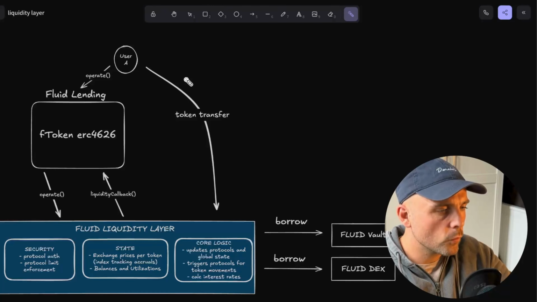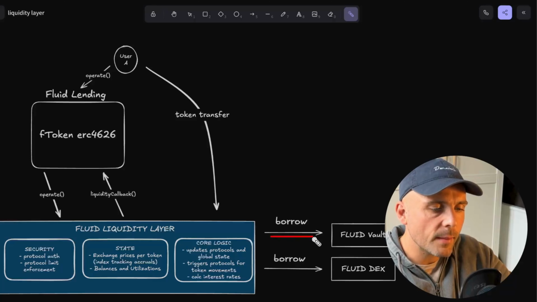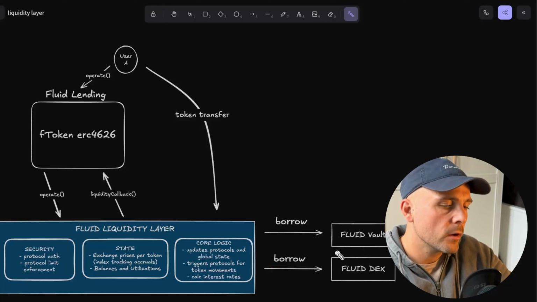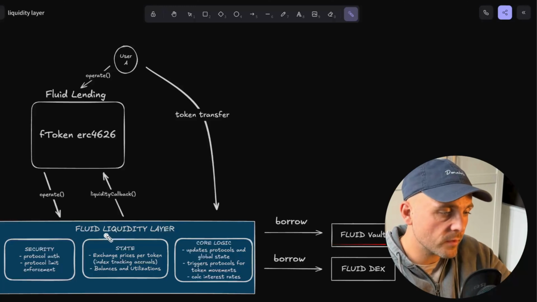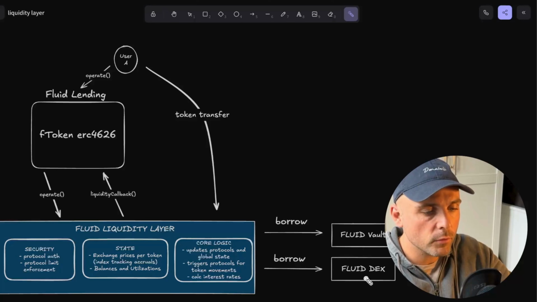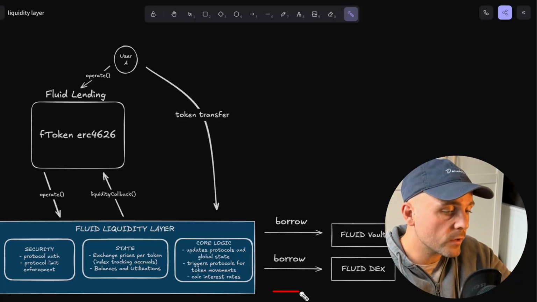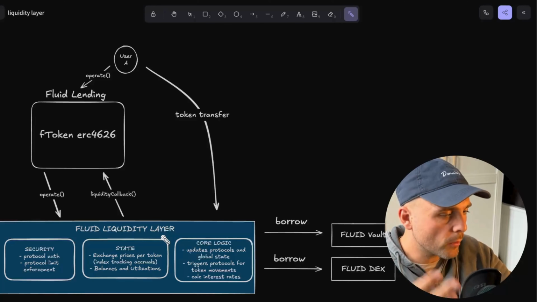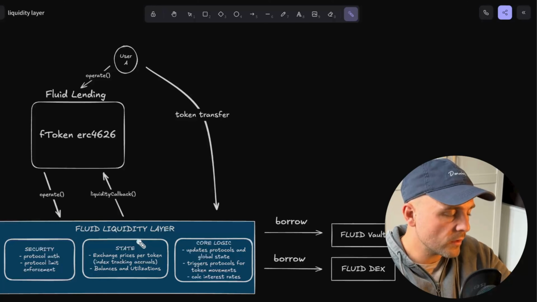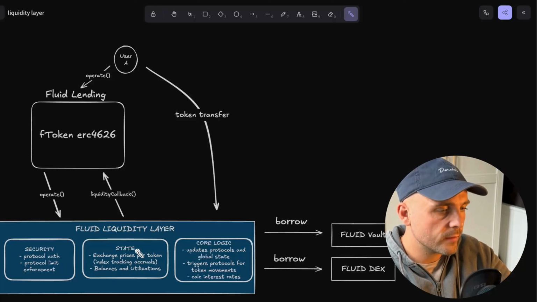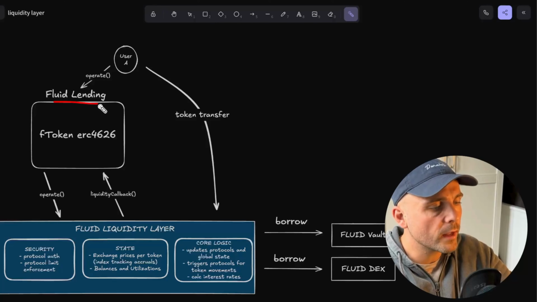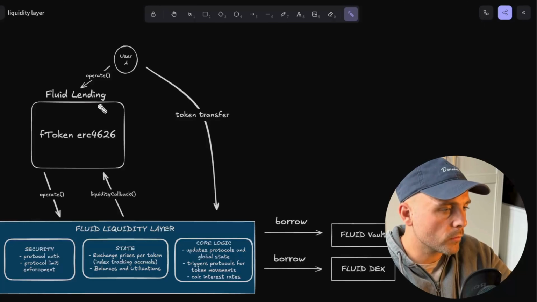In my opinion, what sets Fluid Lending really apart is that it automatically taps into all the borrow demand that originates from any protocol that taps into the central liquidity layer. So currently that is Fluid Vault, which is Fluid's borrowing protocol, and Fluid DEX. But in the future, it could be any other protocol that builds on top of this liquidity layer. And all of this borrow demand obviously leads to higher utilization rates and therefore translates into higher interest rates. And that is one of the reasons why Fluid Lending currently offers one of the most competitive yields within the DeFi space.